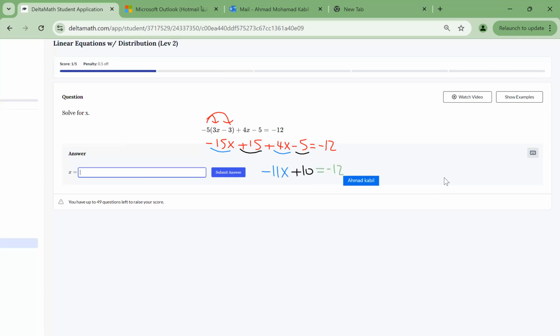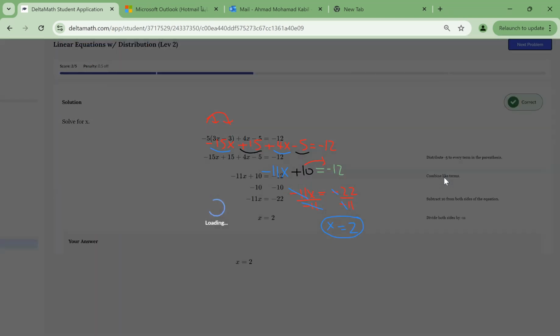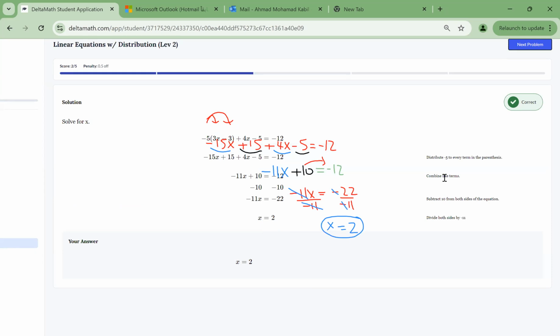Now let's take the positive 10 to the other side. You get negative 11x equals minus 22. Divide by negative 11 on both sides. So these cancel out. You get x equals, these cancel out as well, and 22 over 11 equals 2. So x equals 2. This is the correct answer here as well.